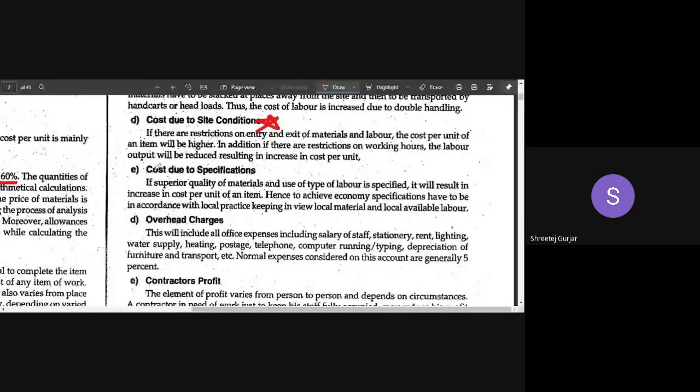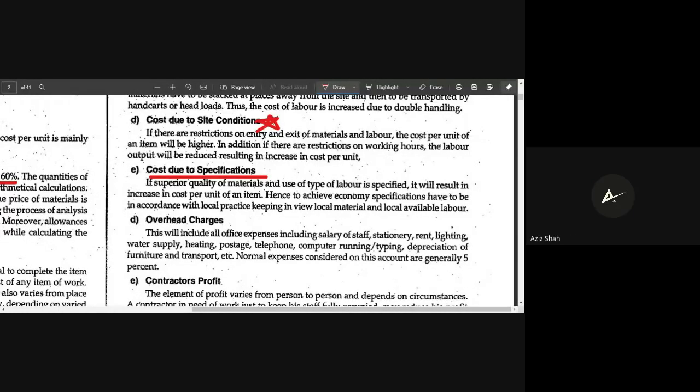Coming to the next, cost due to specification. Say your owner, or whoever has given you a tender, says that a particular type of material has to be used, a superior quality of material. Say they tell you to use good cement and good steel. So which is the best steel and best cement available in the market? Can you name a few brands?